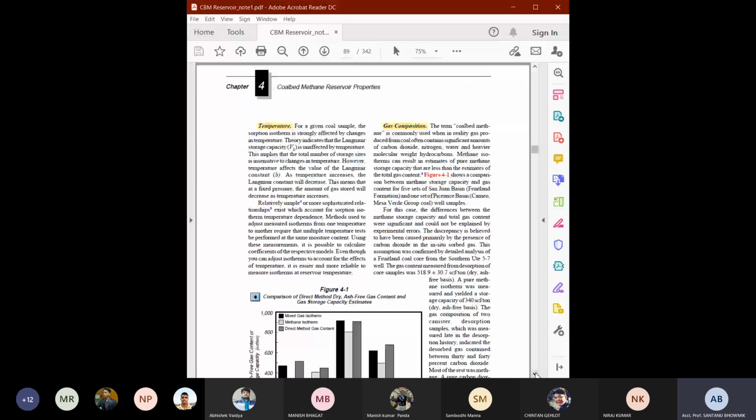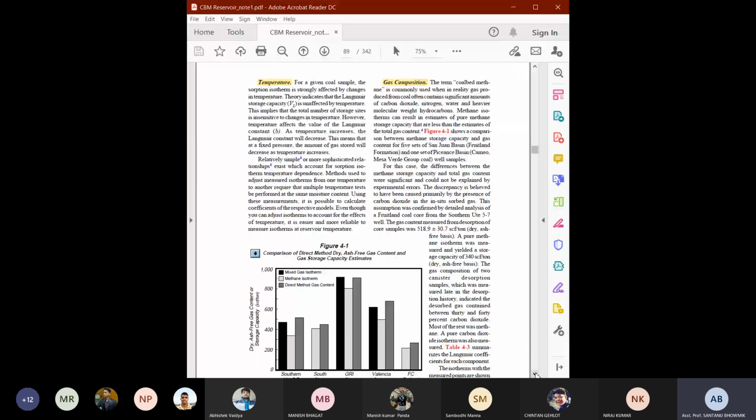The next parameter is the temperature. What is the temperature? Now, as you know, it is the isotherm test. So iso means constant or the same, and therm relates to temperature. Okay, so the isotherm test is just doing the test at a fixed temperature.